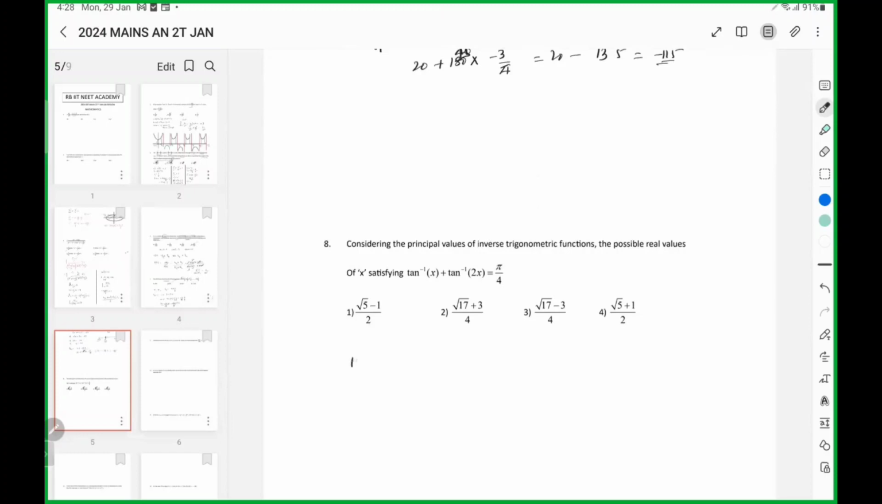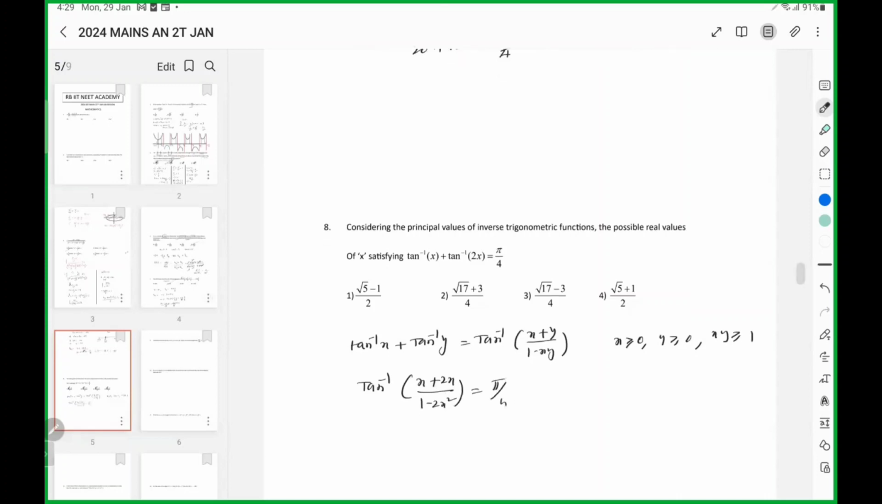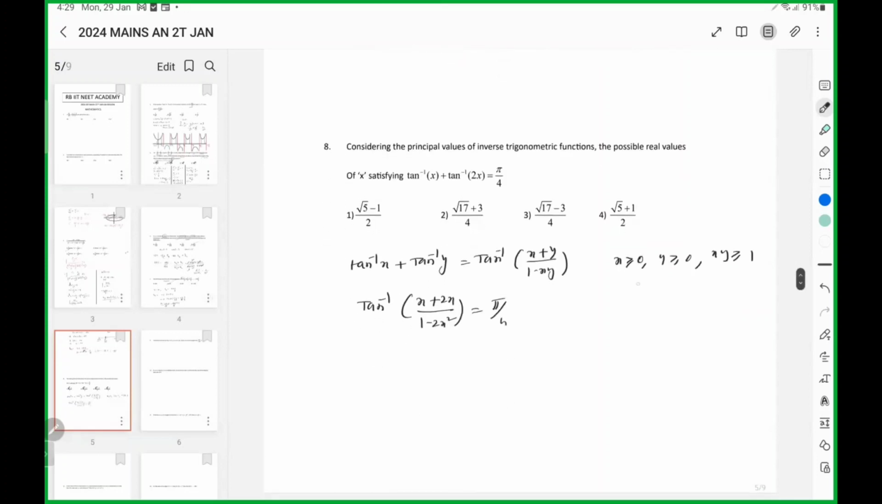So here it is tan inverse x plus tan inverse y is tan inverse of x plus y by 1 minus xy, provided x greater than 0, y greater than 0, xy less than 1. So keeping that in mind, I will write it as x plus 2x by 1 minus 2x square. That is here x into 2x less than 1, x square is less than 1 by 2.